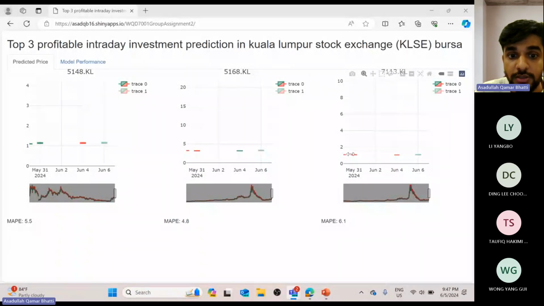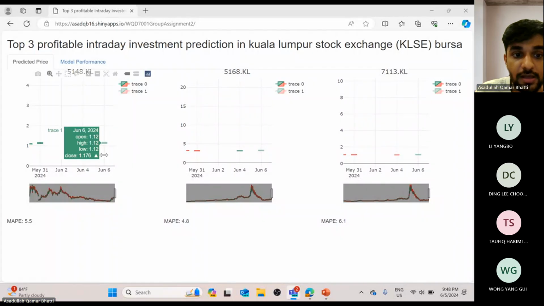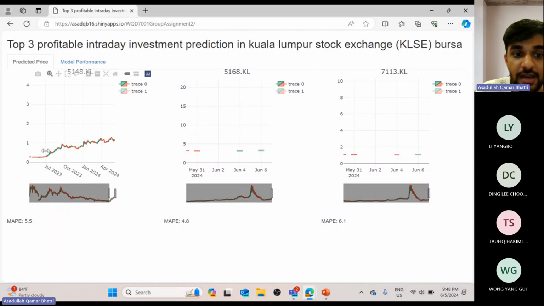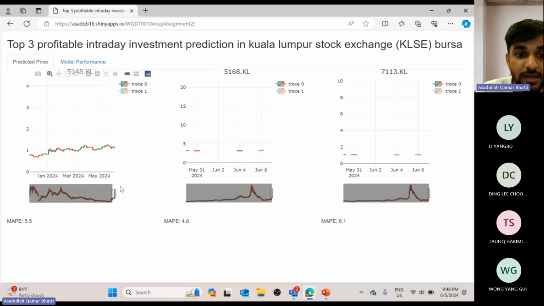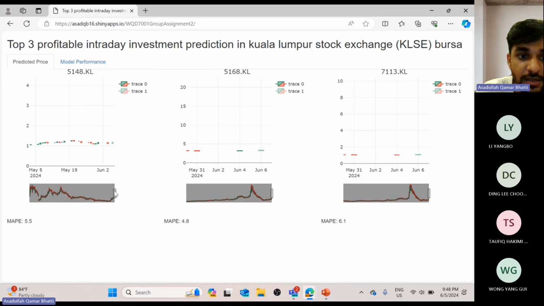So this is the dashboard that we have as a minimal proof of concept. This basically is an example of a candlestick chart, right? You can see the historical price movements of the stocks 5148, 5168, and 7113. And the value that we bring is that you can look at the latest price movements, and you will notice that the last one here is a slightly faded candlestick. This is because it's a predicted candlestick.